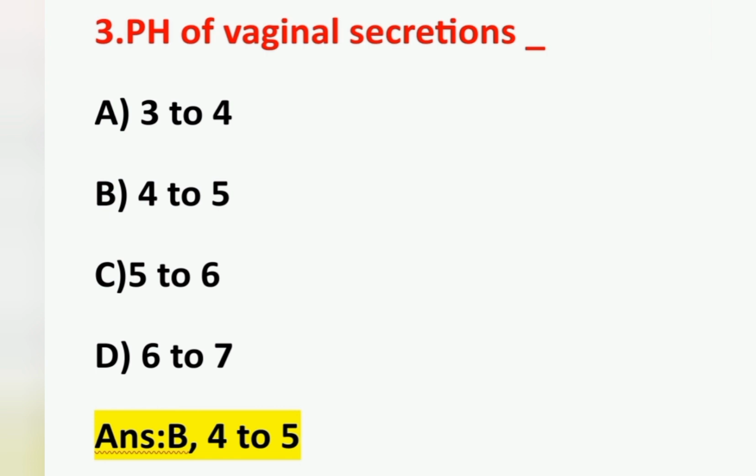As I already told in the first question, the vaginal pH from puberty to menopause is acidic in nature. Okay, here the pH varies with estrogenic activity and the range is between 4 to 5. Usually the pH below 7 is acidic in nature. Here the pH of vaginal secretion is 4 to 5.